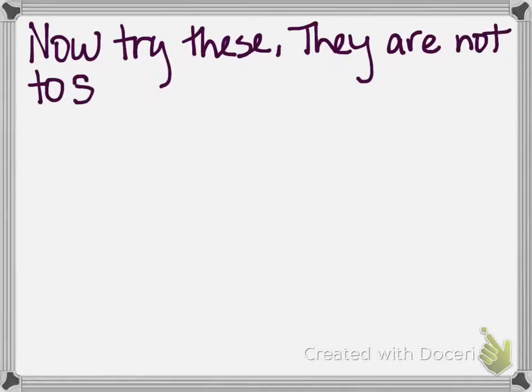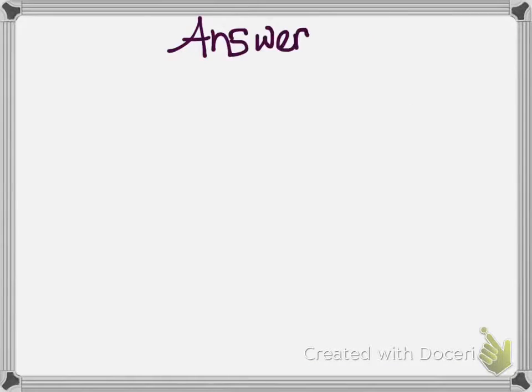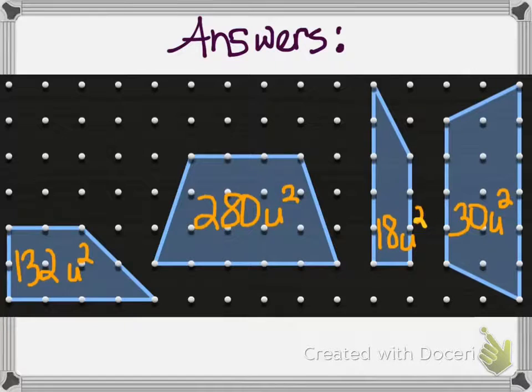Now try these questions. They are not to scale. Work this out. Well, first, pause it, work it out, and check your answers on the next slide. And here are your answers. Trapezoid on the left is 132 units squared. The next one is 280 units squared. The third one is 18 units squared. And the last one is 30 units squared.